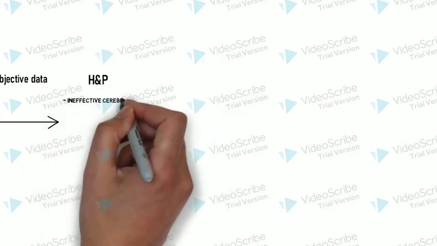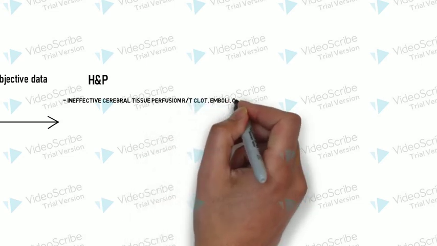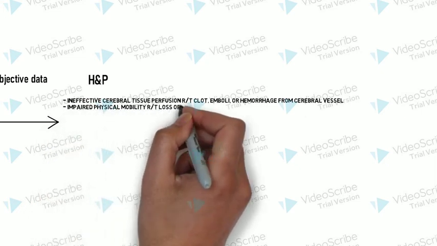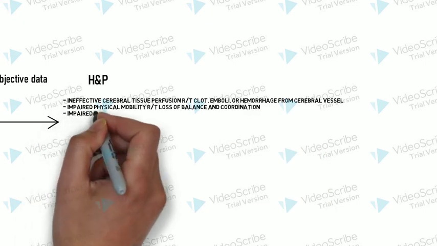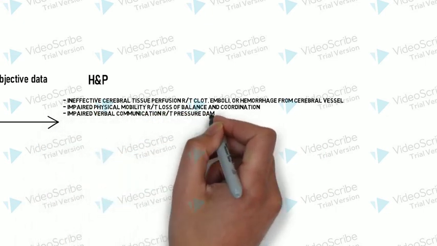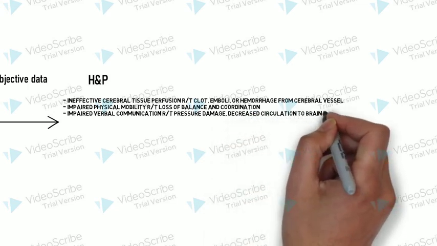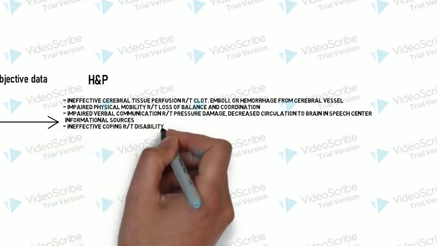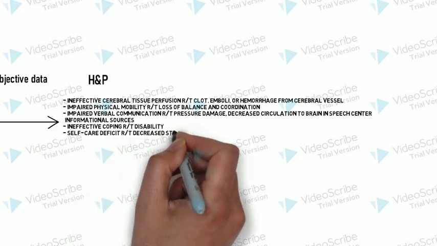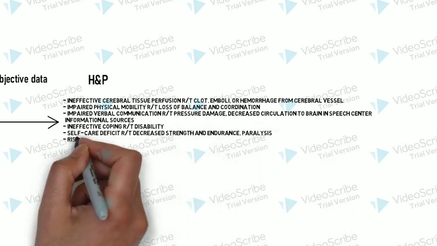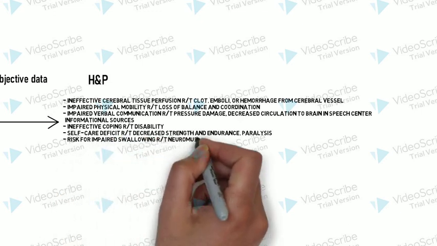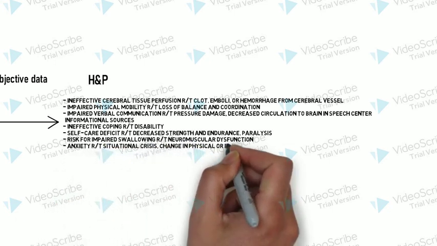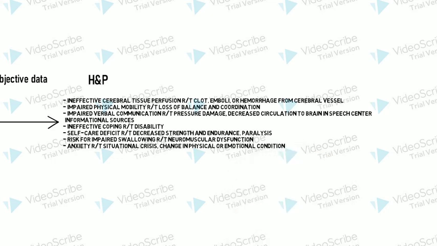Different nursing diagnoses for stroke include ineffective cerebral tissue perfusion related to clot, emboli, or hemorrhage from cerebrovascular, impaired physical mobility related to loss of balance and coordination, impaired verbal communication related to pressure damage, decreased circulation to the brain in speech center informational sources, ineffective coping related to disability, self-care deficit related to decreased strength and endurance or paralysis, risk for impaired swallowing related to neuromuscular dysfunction, and anxiety related to situational crisis, change in physical or emotional condition, and those are just to name a few.